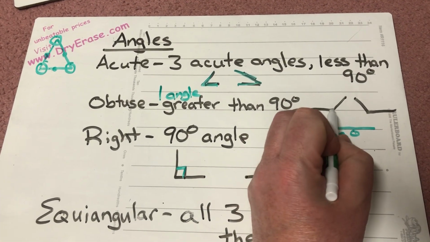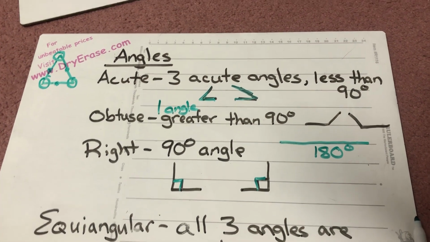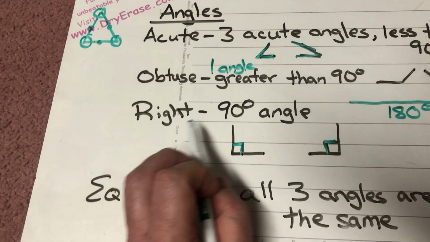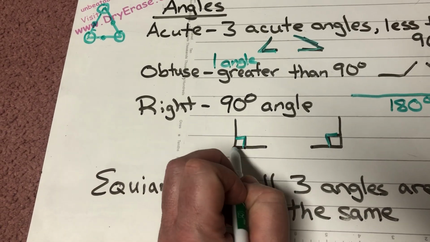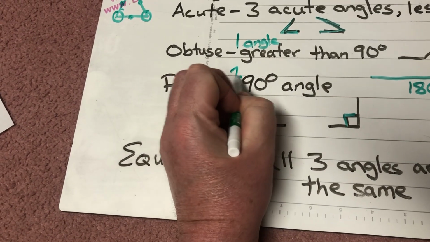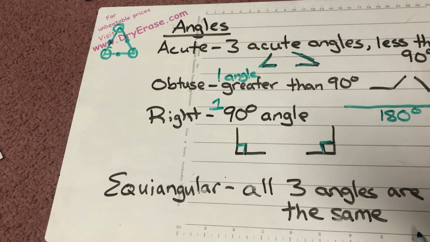So if just one of the angles in the triangle is bigger than the perfect L, then it's considered an obtuse triangle. A right triangle has a 90-degree angle, just one. If it has one 90-degree angle, then it would be considered a right triangle.